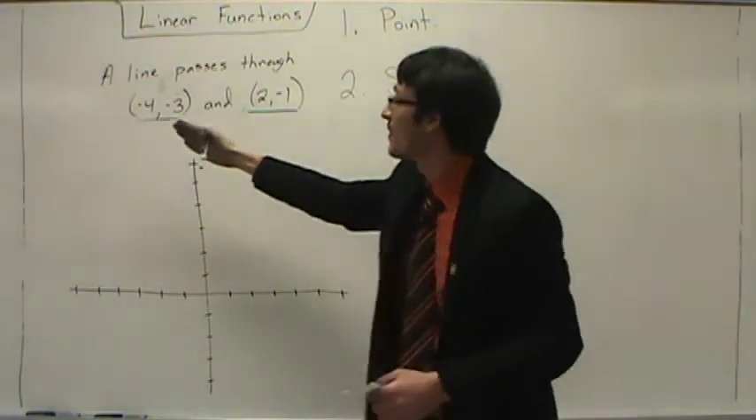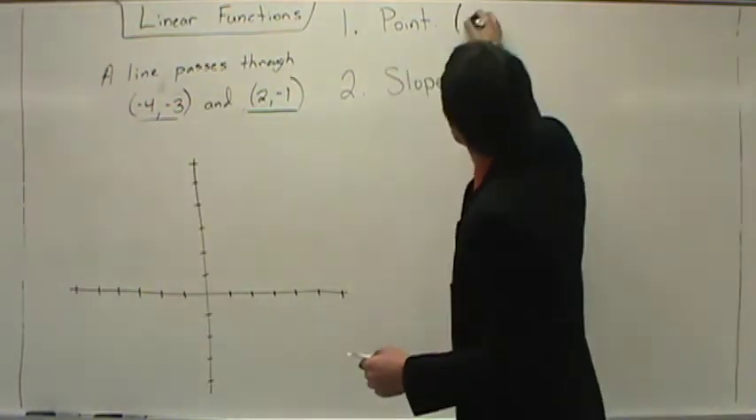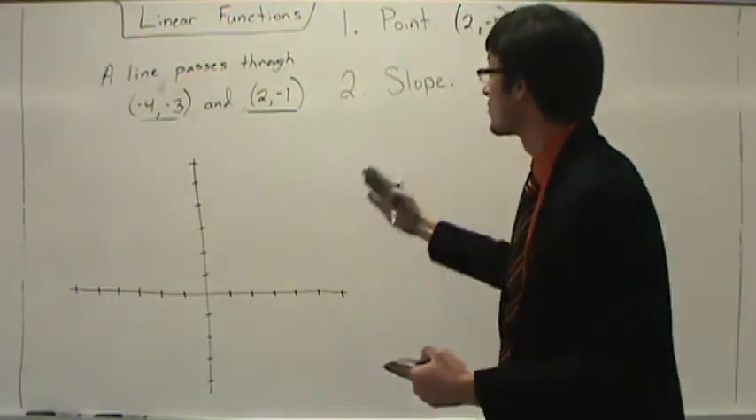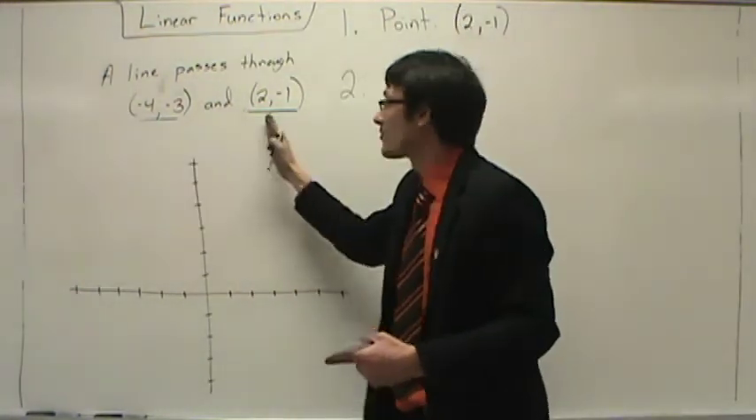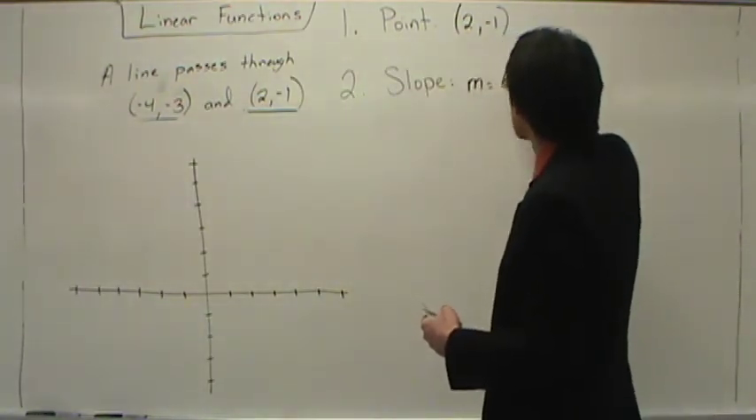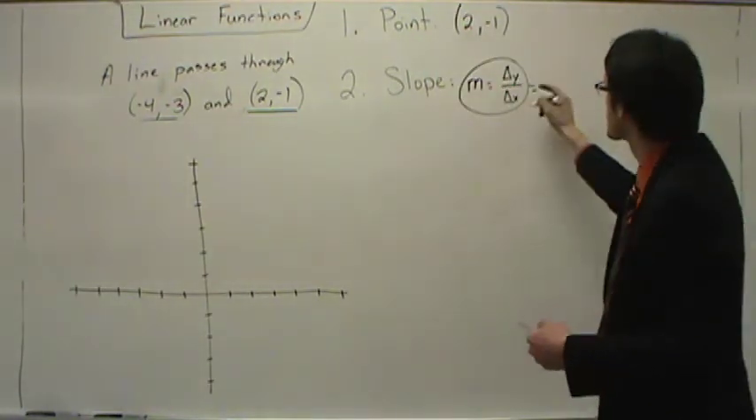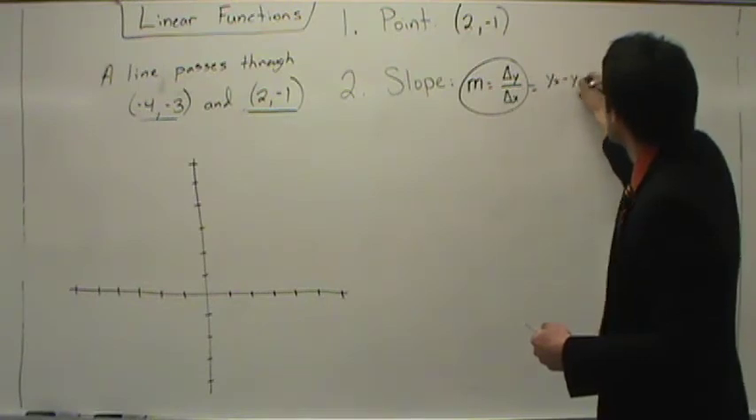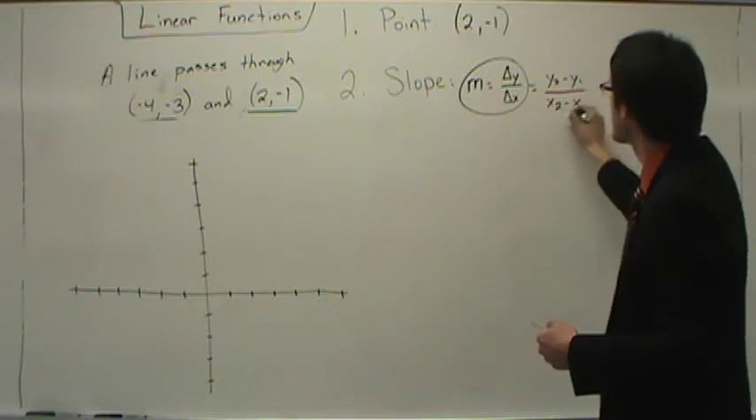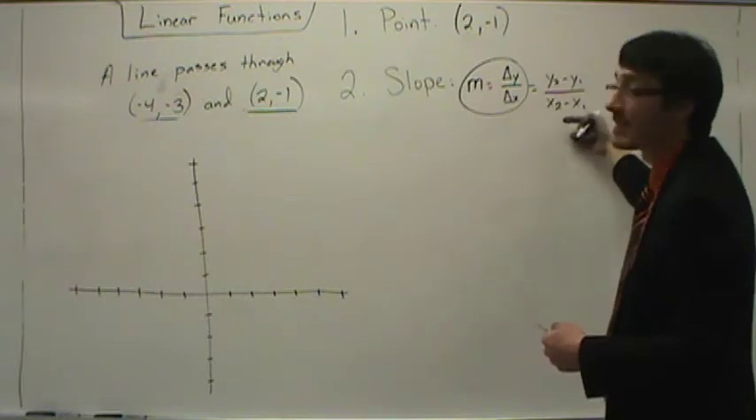Okay, so pick one of the points. Now here, it doesn't matter. Let's pick the point with the smallest values, 2, negative 1. And I'm going to show you in this problem that it does not matter what point you choose. Now, your slope, m equals delta y over delta x. Remember, this is your definition that you will write on tests and quizzes. This is y2 minus y1 over x2 minus x1. So subtract your y, divide that by subtract your x.